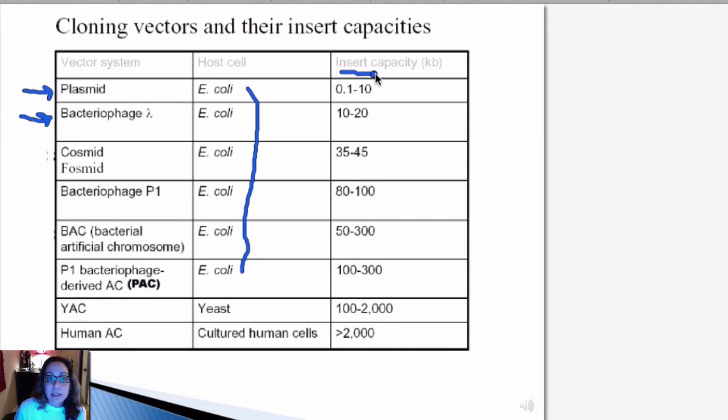The main difference is how much DNA can they hold. So if you're trying to put a big, huge chunk of DNA and clone that, you have to make sure you choose the right vector. So in kilobases, between 0.1 and 10 kilobases can fit inside of a plasmid, 10 to 20 kilobases in a bacteriophage, 35 to 45 in a cosmid, 80 to 100 in a specific bacteriophage, the P1 bacteriophage, 50 to 300 kilobases in a bacterial artificial chromosome, 100 to 2,000 in a yeast artificial chromosome. So how you design these depends on the size of your insert. You're going to then choose the appropriate vector. But for most utilizations, the plasmid and the bacteriophage are used.